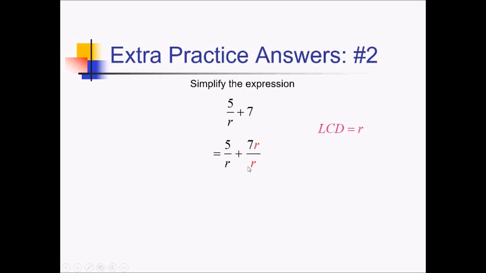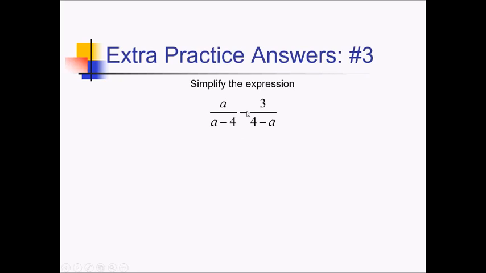Now that I've got the same denominator, I can add the numerators and keep the denominator. So I end up with a single denominator of r, and in the numerator I now have 5 plus 7r. Since those are not like terms, the best I can do is write 5 plus 7r, and just leave that the way it is.